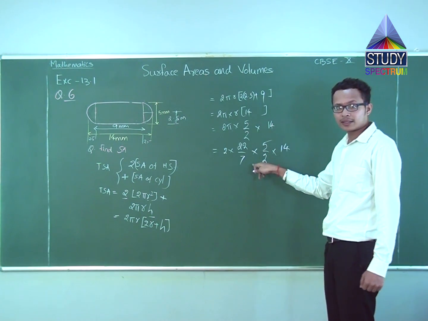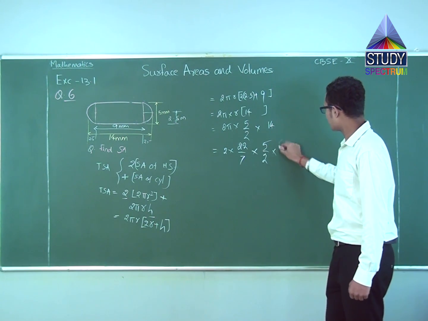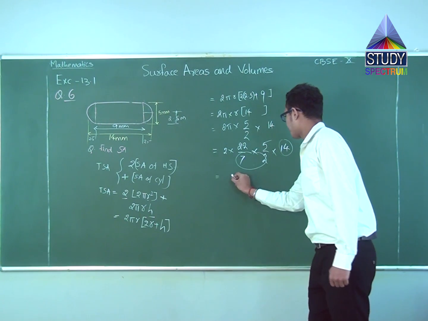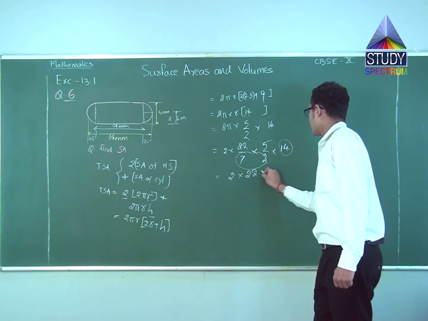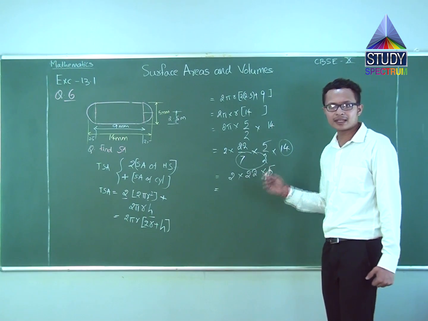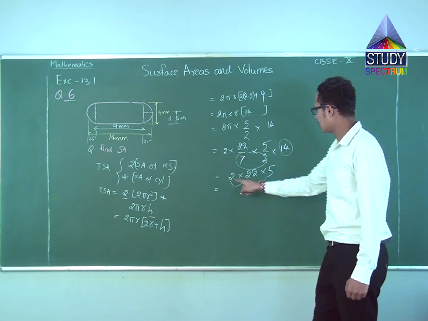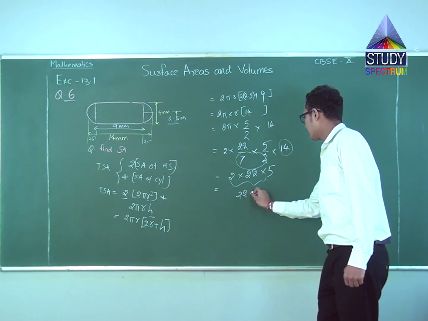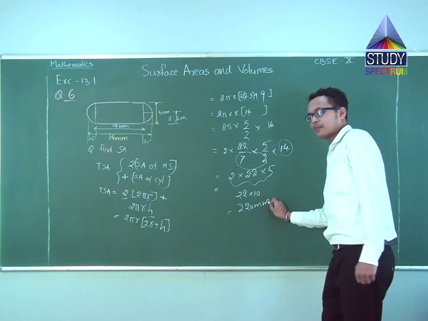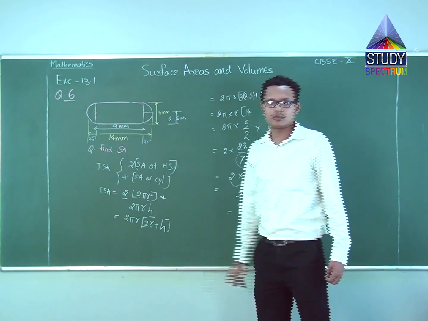Why did I take 22 upon 7? That is because 7 into 2 is 14, which will cancel out with the numerator term 14. So this and this term are out. So this is equal to 2 into 22 into 5. Now the smart thing to do here is bring in as many zeros as you can when you see 5. So multiply these two first. 2 into 5 is 10. 22 into 10 is 220 square mm. That's the answer. That is the total surface area of the capsule.